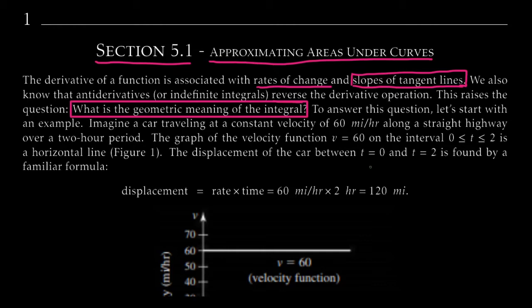So to answer this question, let's start out with an example. Let's imagine a car traveling at a constant velocity of 60 miles an hour along a straight highway over a 2-hour period. So just imagine you're in a car, you're driving at 60 miles an hour, and you drive for 2 hours. The graph of the velocity function, which is just v equals 60, how fast you're going, on the interval from 0 to 2, for t, the time variable, between 0 and 2 hours, is just a horizontal line.